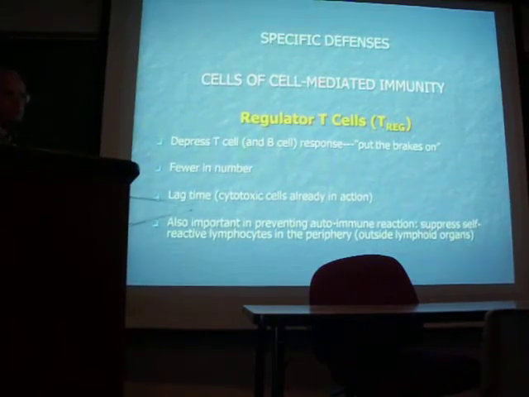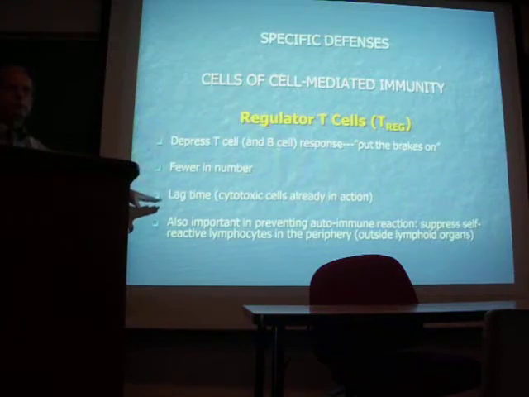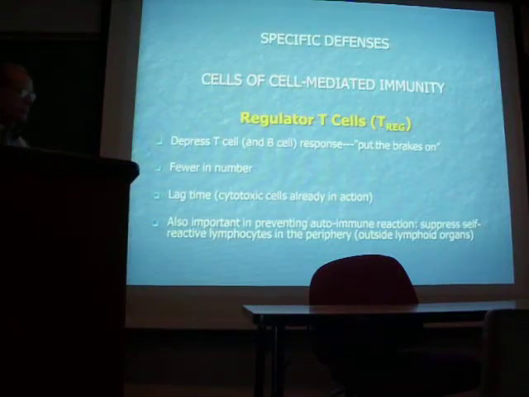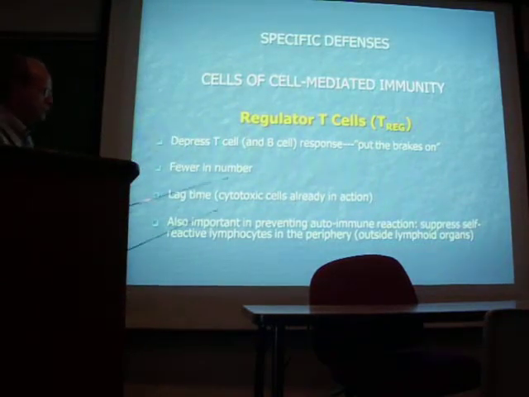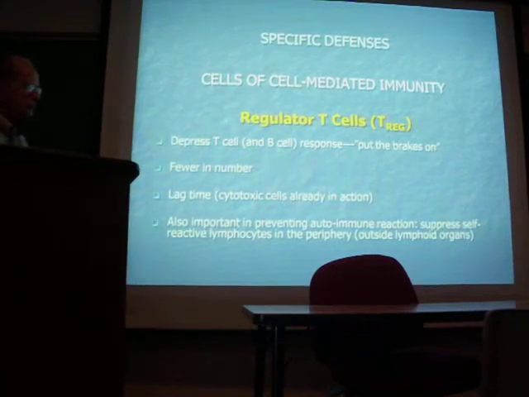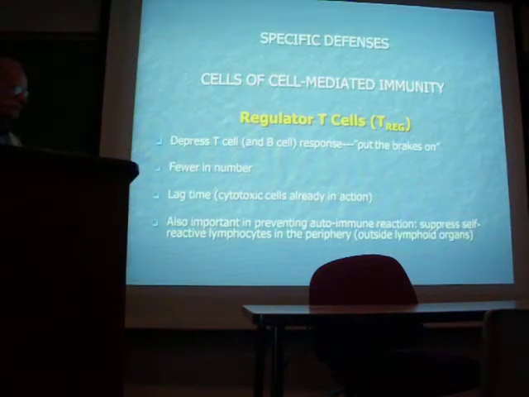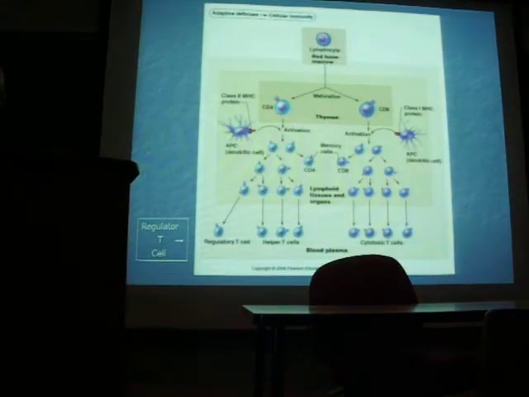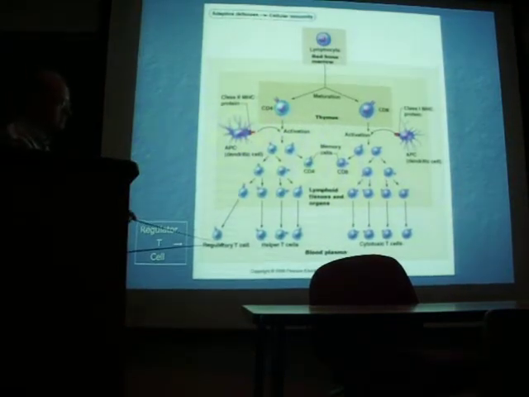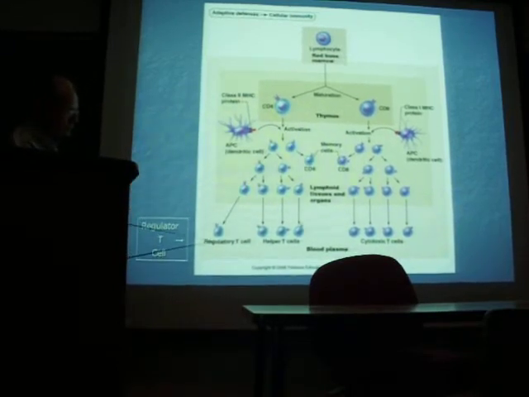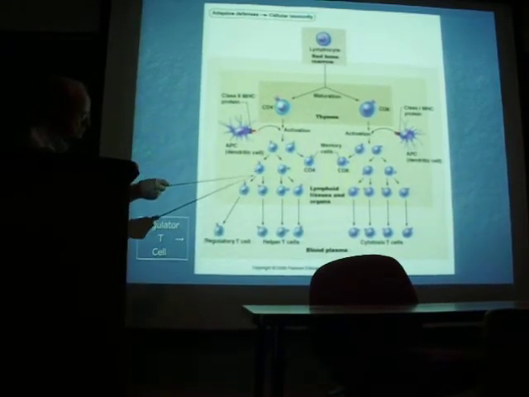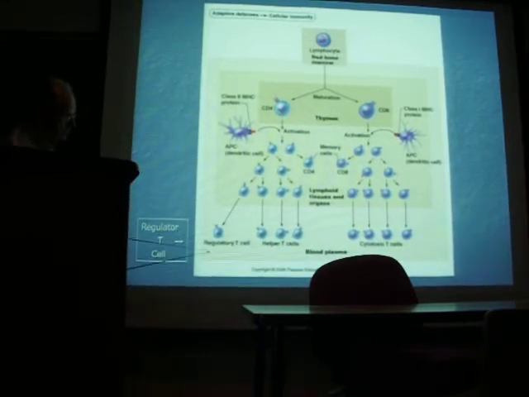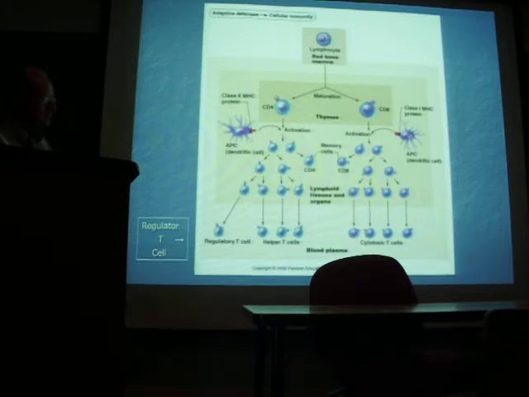They're fewer in number than cytotoxic T cells. There's a lag time, as I mentioned. They're not formed right away. They're formed a little bit after the cytotoxic T cells. The presence of these is thought to be an important factor in preventing autoimmune reaction because they suppress any self-reactive lymphocytes that might be present in the body. So here are our regulatory T cells right here. They are sort of an offshoot of memory cell, a helper T cell right here. So here's where our regulatory T cells are, right down here.